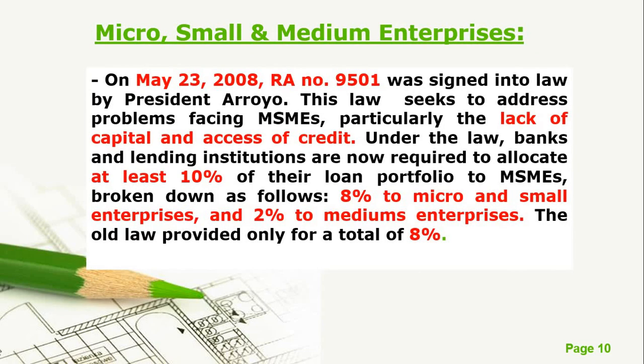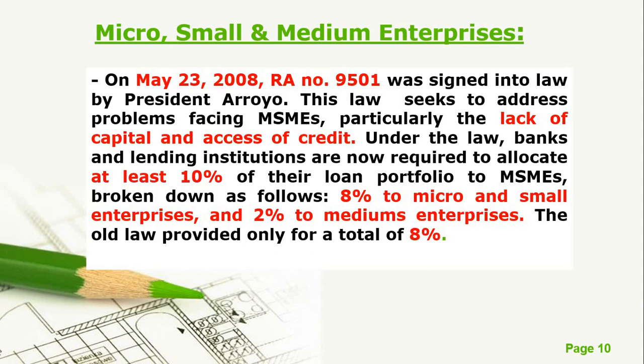Okay, so on May 23, 2008, RA number 9501 was signed into law by President Arroyo. This law seeks to address problems facing MSMEs, particularly the lack of capital and access to credit. Under the law, banks and lending institutions are now required to allocate at least 10% of their loan portfolio to MSMEs, broken down as follows: 8% to micro and small enterprises and 2% to medium enterprises.